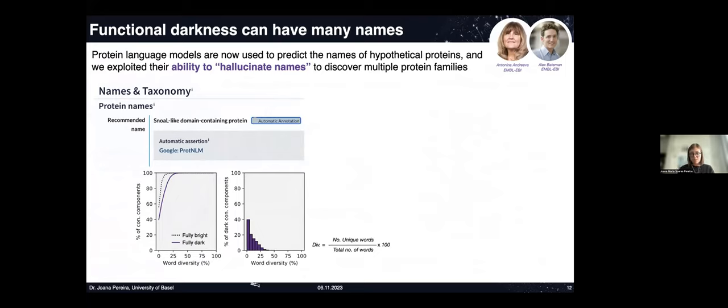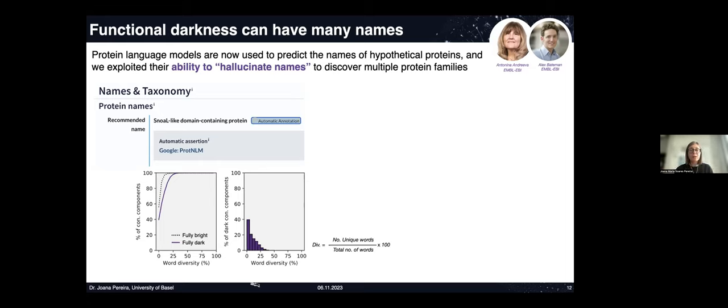So since about the end of last year, UniProt started using a language model, ProtNLM, to predict names for hypothetical proteins. This is a language model that was trained on all the names and sequences of well-studied proteins in UniProt, and was then asked to predict a name given a protein sequence. But our hypothesis back then was that this would work really well for those hypothetical proteins that are remote homologs of proteins of known function.